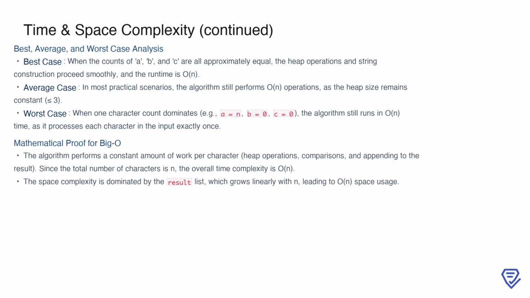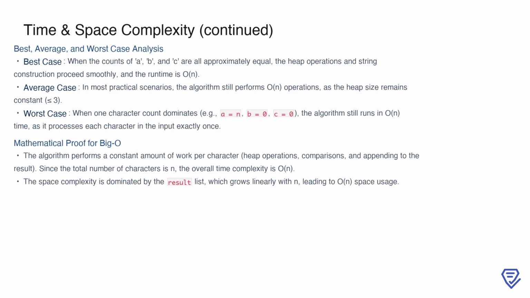time. Even in the worst case, where one character dominates the input, such as when A equals n, B equals 0, and C equals 0, the algorithm processes each character exactly once. This guarantees that the algorithm still runs in O(n) time.